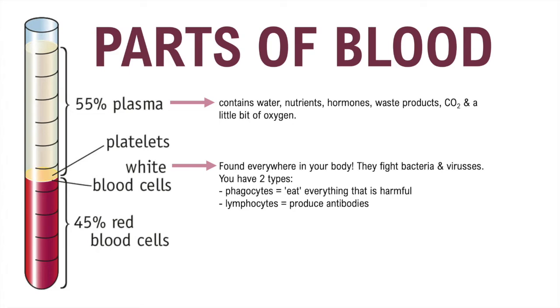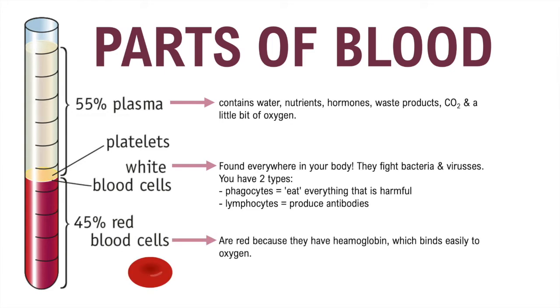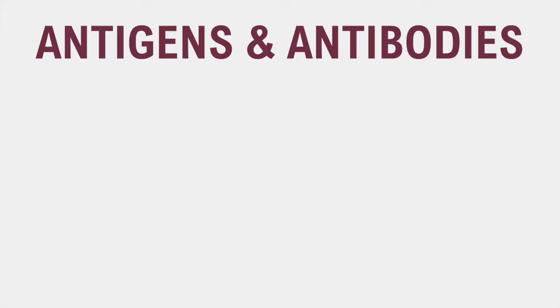The last part of blood that is relevant for today's video is the red blood cells, because the red blood cells and the differences between red blood cells make up the differences between the different blood types. Two very important terms when we learn about blood types are antigens and antibodies. And first, I want to shortly repeat what antibodies are.